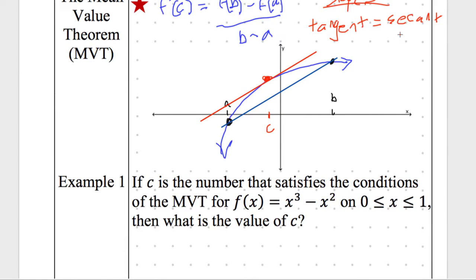A is 0. Let's go ahead and write that underneath this. A is 0, b is 1. And it's asking us, what is the value of c? Where is this x-coordinate where the point of tangency exists?